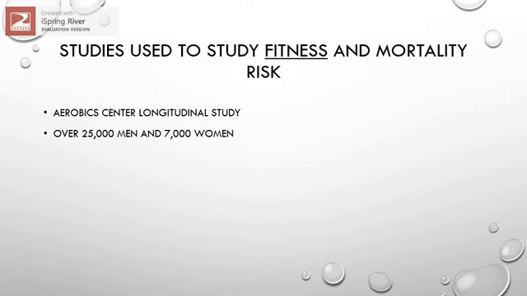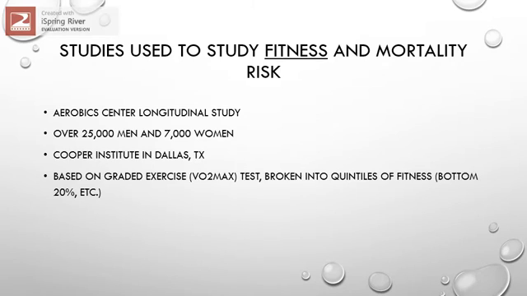So how do they study this? Fitness and mortality risk. The data from the two previous slides are from the Aerobic Center Longitudinal Study. It's sometimes called the Cooper Clinic Longitudinal Study, the CCLS or the ACLS, either of those. They studied over 25,000 men and 7,000 women. The study is based out of the Cooper Institute, which is located in Dallas.